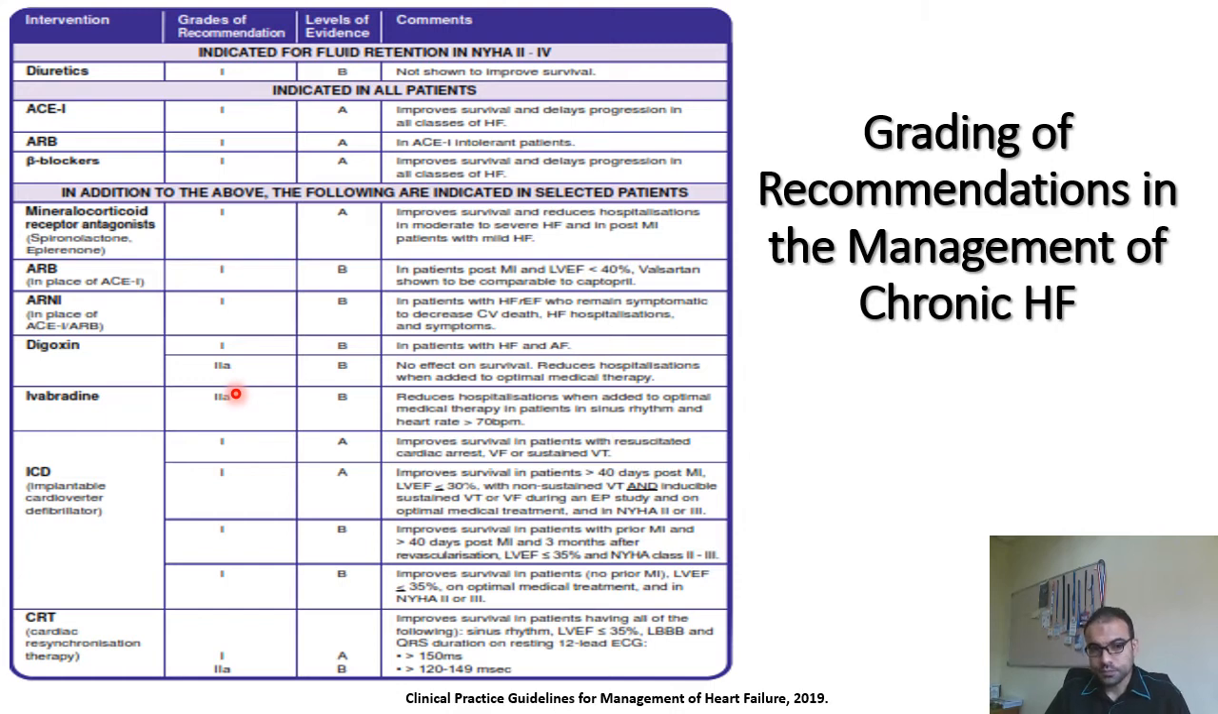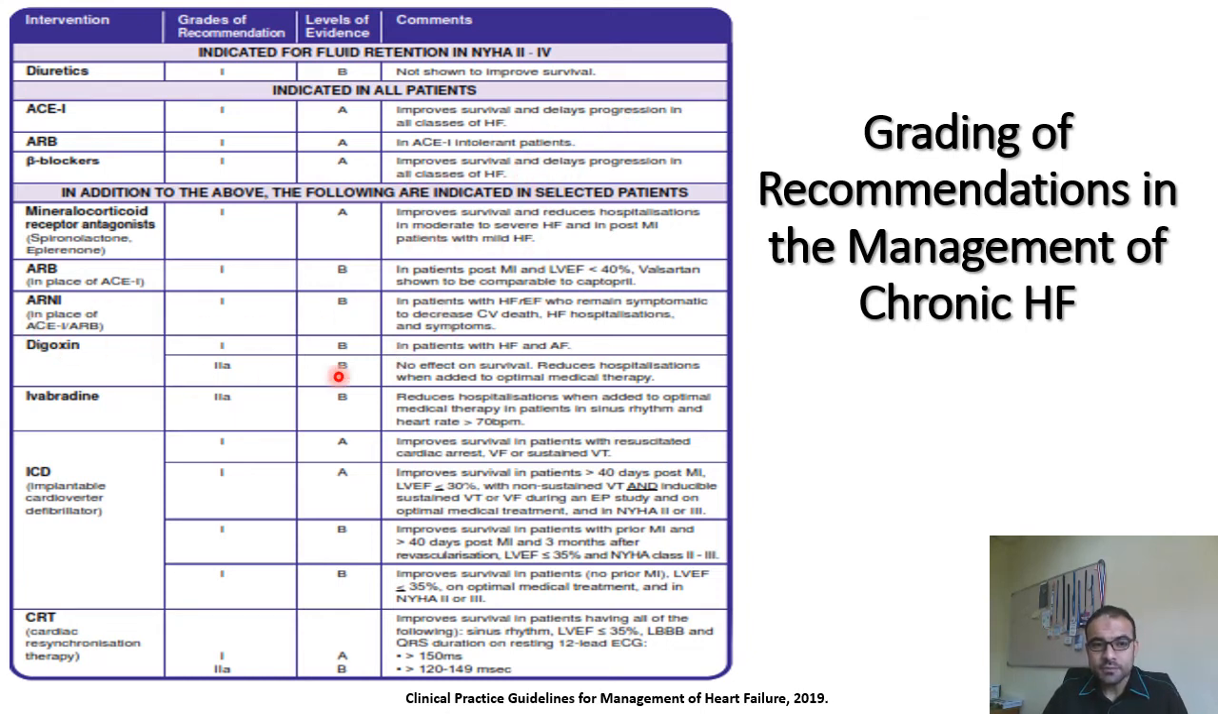and ivabradine. In terms of level of evidence, we can see here for the medication, level of evidence A for ACE, ARBs, beta blocker, and MRA, and B for the rest of the medication. You can see here whether the medication has impact on mortality or mortality benefit, and of course you have to understand that improving survival means mortality benefit. So using the term improved survival or mortality benefit is referring to the same thing.